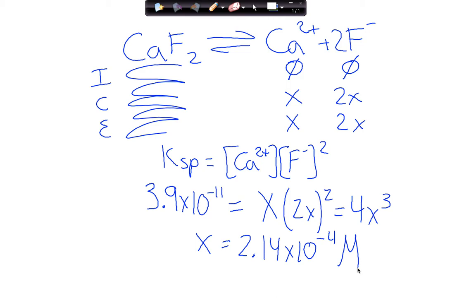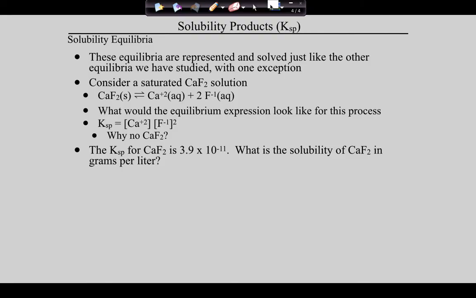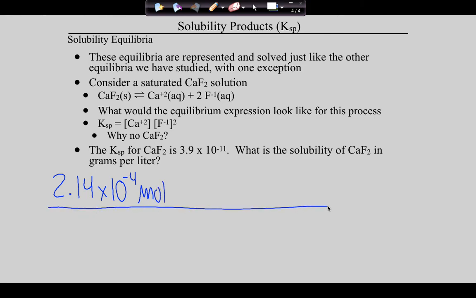Okay. But that's not the answer. So guys, let's keep this in mind: 2.14 times 10 to the negative 4th molar. And then we got to go over here. The question says, how many grams of this will dissolve in a liter of water? So I'm going to finish this problem here. We've got 2.14 times 10 to the negative 4th moles over liters, and we want to know grams over liters. So now we need to know the mass.